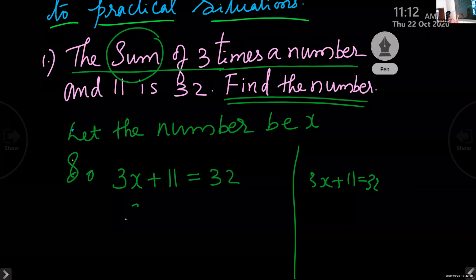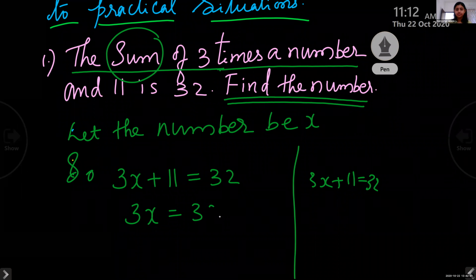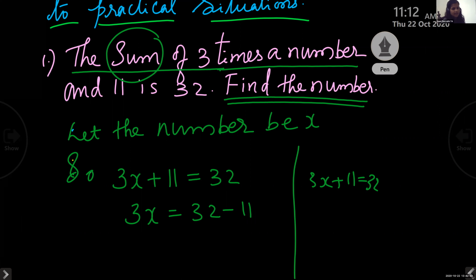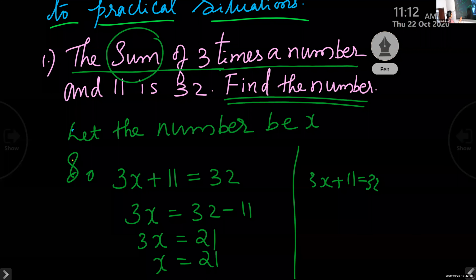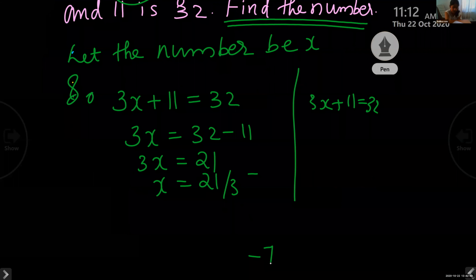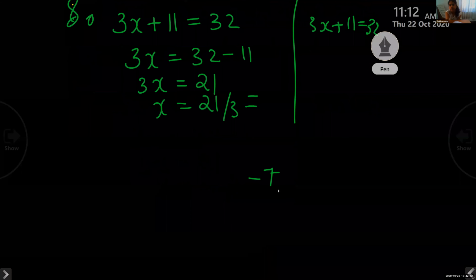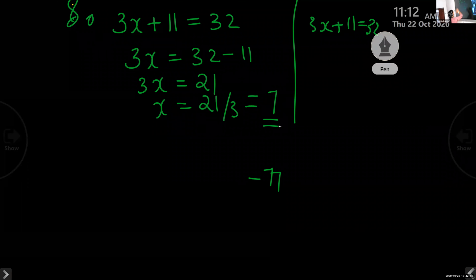Solving: 3x plus 11 is equal to 32. 3x is equal to 21. x is equal to 21 by 3. So we will get 7. The answer is 7.